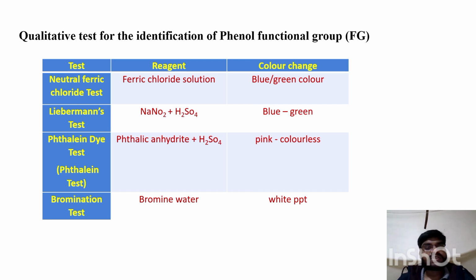The last test is the bromination test. The reagent used is bromine water. This is simply an electrophilic reaction. Whenever bromine water is added to the phenolic-containing sample, it forms a precipitate at the bottom of the test tube, which is white in color. All these are the identification tests used for the qualitative analysis of phenolic-containing compounds in our sample.